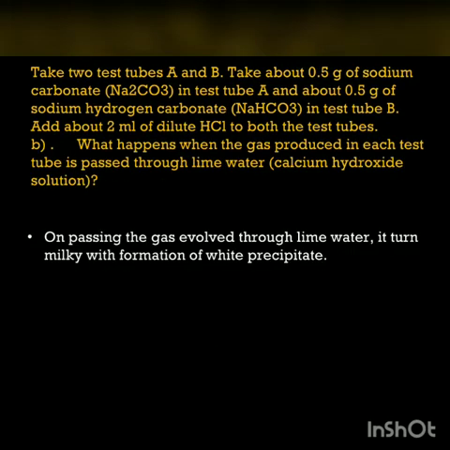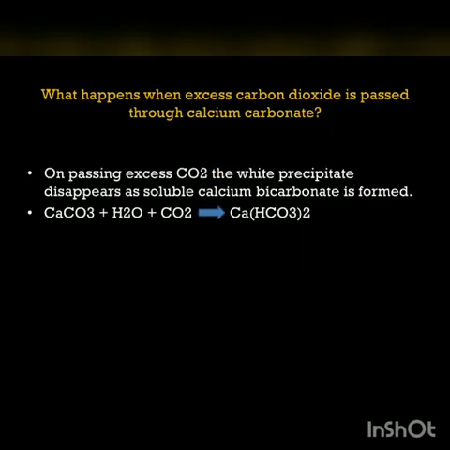What happens when the gas produced in each test tube is passed through lime water? On passing the gas evolved through the lime water, it turned milky with the formation of a white precipitate. What happens when excess carbon dioxide is passed through calcium carbonate? On passing excess CO2, the white precipitate disappears as soluble calcium bicarbonate is formed.